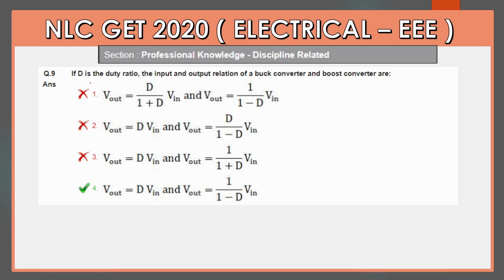Next question, it is saying D is the duty ratio, the input and output relation of a buck converter and boost converter. So this is asking about the standard formula. For buck converter it will be V output equal to D into V in, and for boost converter V out equal to 1 by 1 minus D times V in. This is the formula based question.